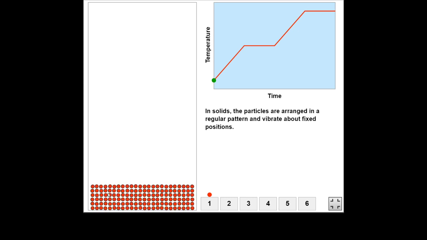So we start off with a solid. In solids, the particles are vibrating, they've got energy, they vibrate back and forth, they don't go very far, and they don't change their orientation, so they don't change position compared to each other. They're not swapping places, they're just jiggling in place.